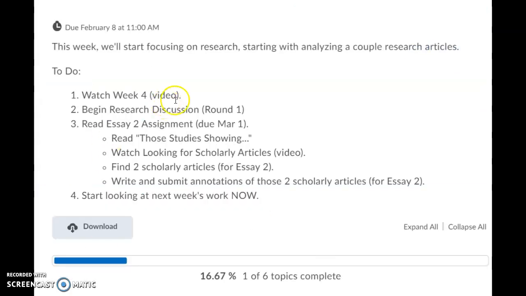As I mentioned before, once you find your 2 scholarly articles, you're going to write and submit annotations of those 2 articles. Okay, so there's another set of annotations here. These are going to be the ones on which you write Essay 2. So it's good to get in the practice of summarizing and being able to explain these 2 studies. Once you get through here, start looking at next week's work right away, because you can start a little bit early and give yourself a little bit of breathing room. Okay? If you've got any questions along the way, please don't hesitate to let me know.